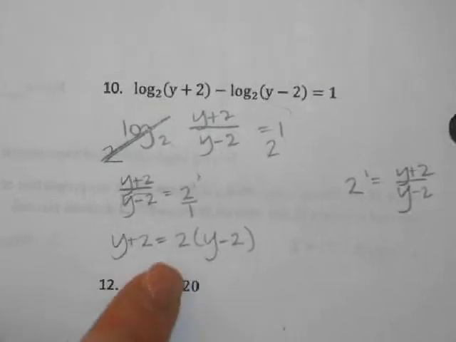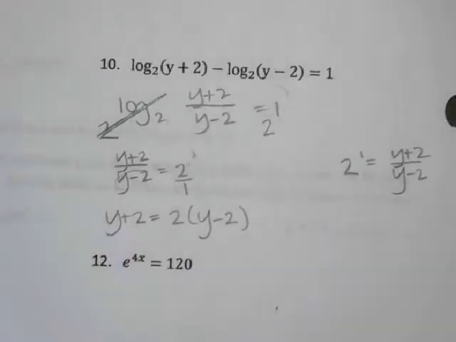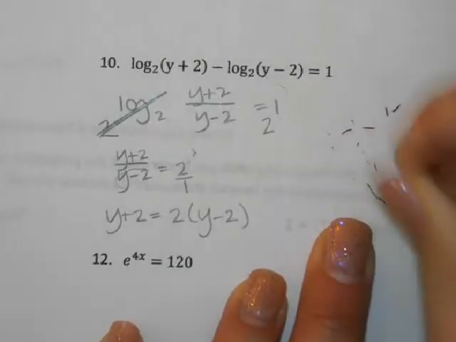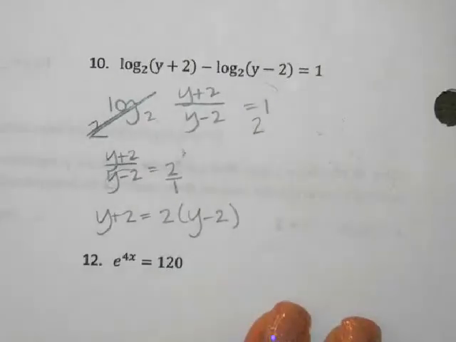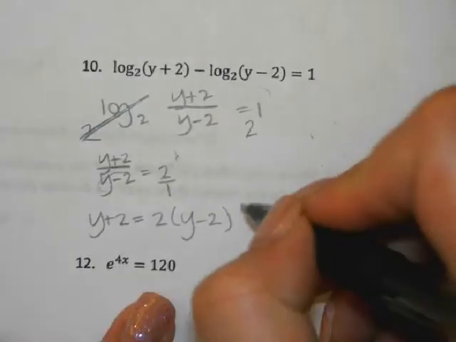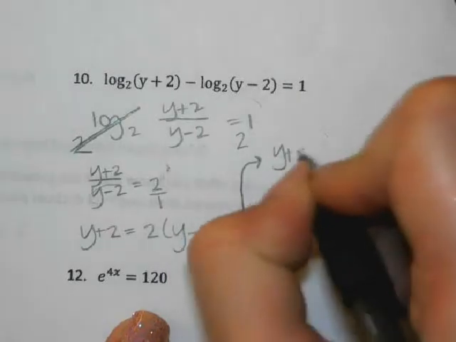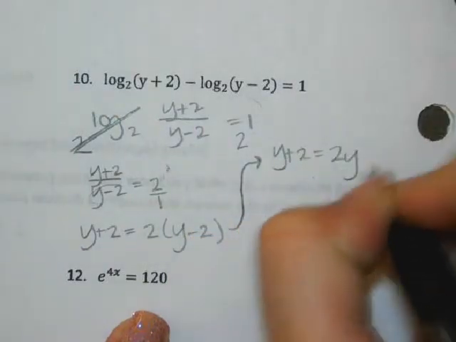Okay, so at this point, what could I do to finish the problem? Or do more of the problem, I guess. Yeah, I can distribute that too. So I have y plus 2 equals 2y minus 4.